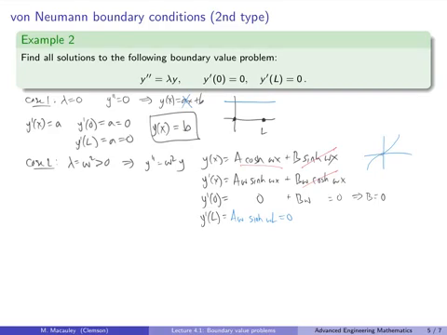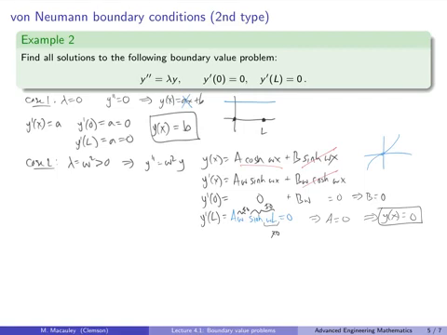So sinh is non-zero, and omega is non-zero. And so that means that a has to be 0. So we get that a equals 0. So we get that y of x has to be 0. So as before, we get no non-trivial solutions.